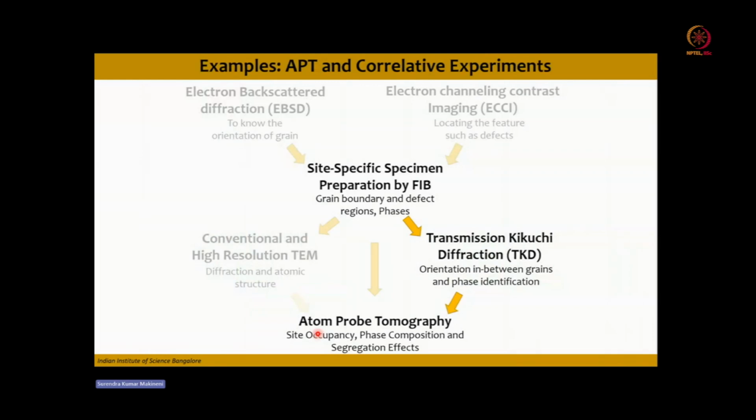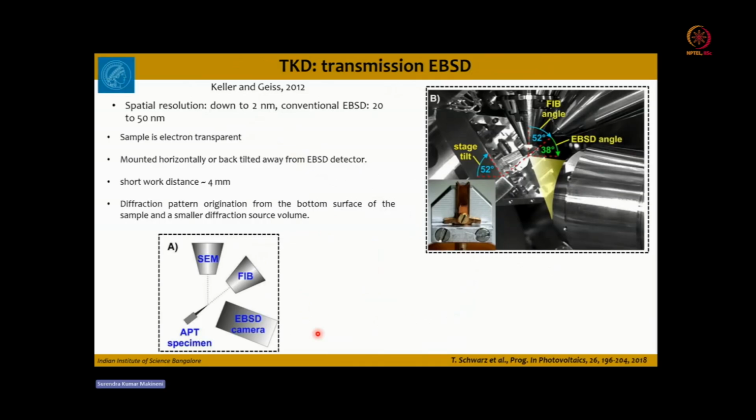Now, I will give you an example of site-specific preparation of a needle specimen from the grain boundary, the use of transmission Kikuchi diffraction, and how atom probe tomography helped us to understand the grain boundary character. This is used in combination with transmission EBSD, which is transmission Kikuchi diffraction. As I explained before, you can get the Kikuchi pattern from the transmitted inelastic electrons from the specimen after the interaction of the beam with the specimen. So you can get the pattern.